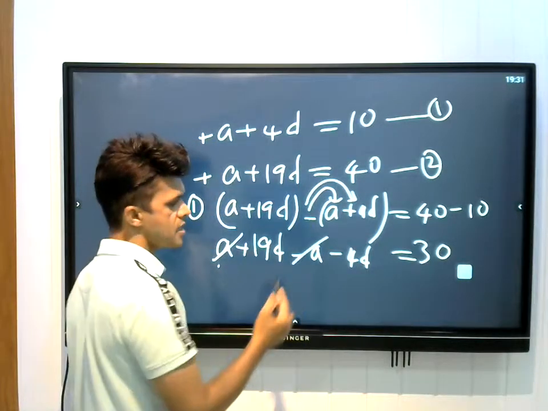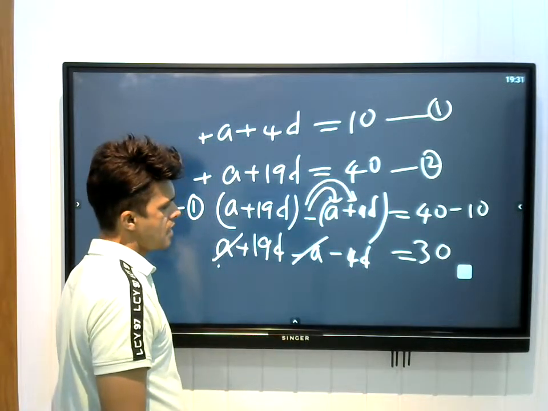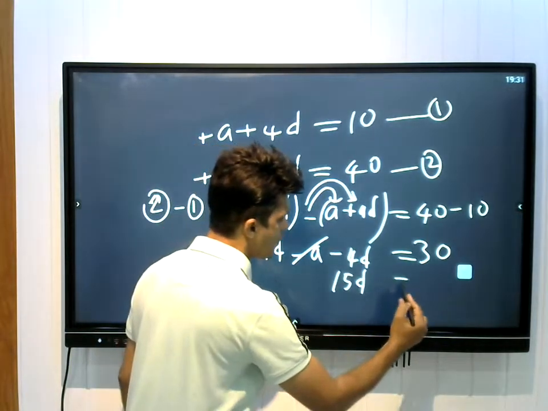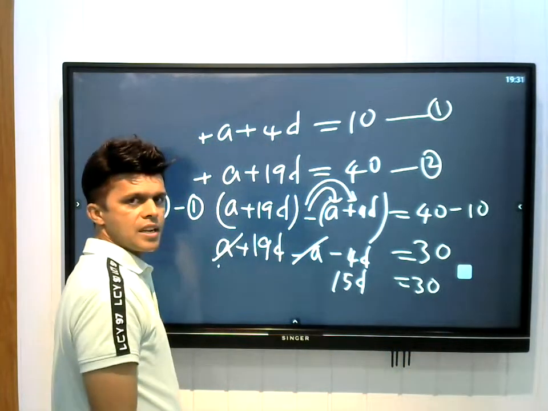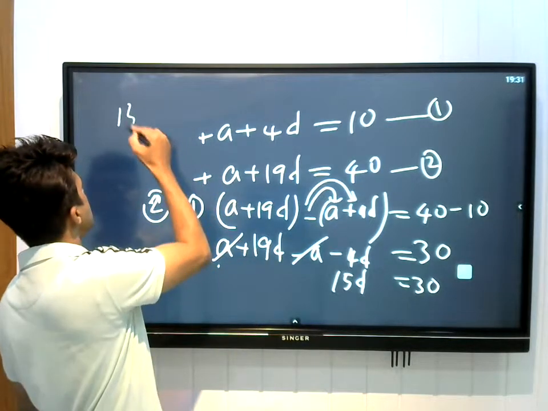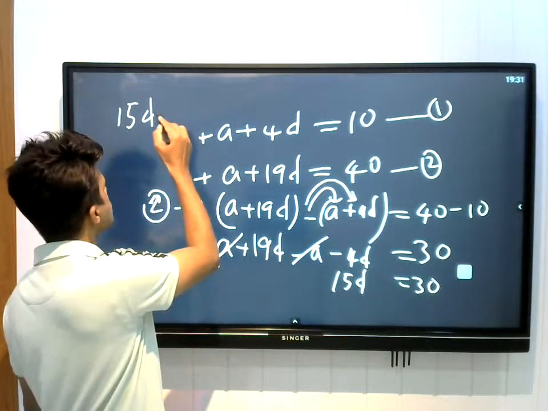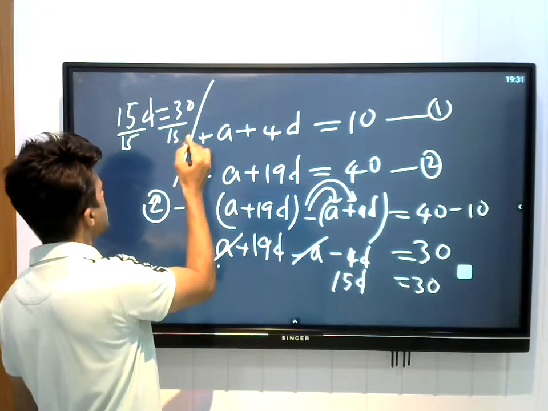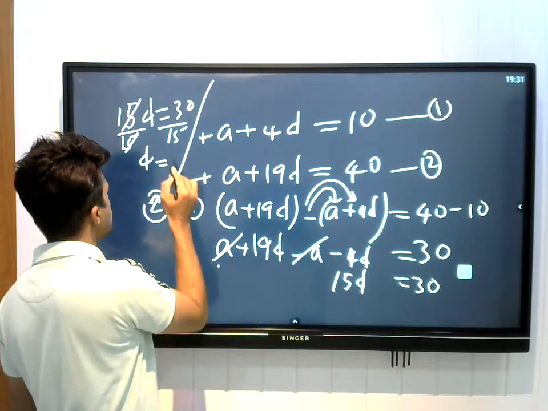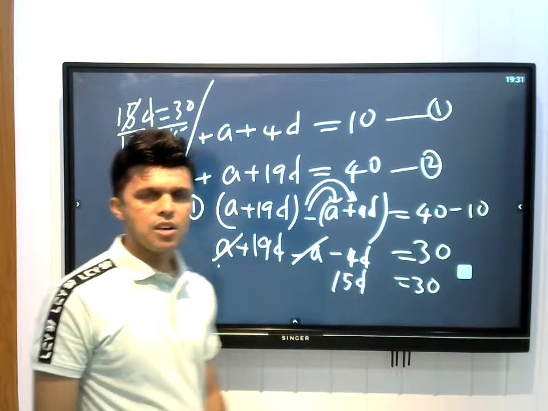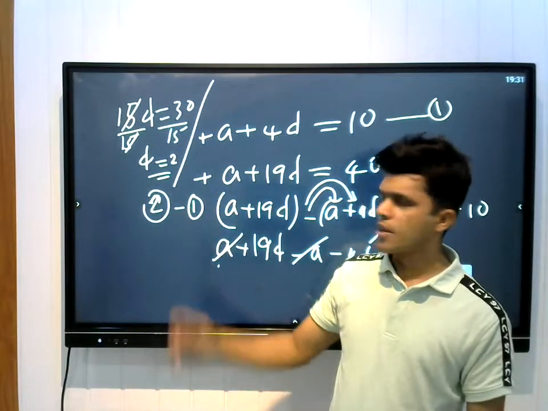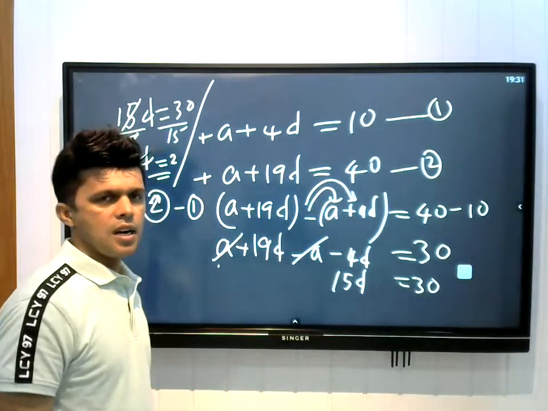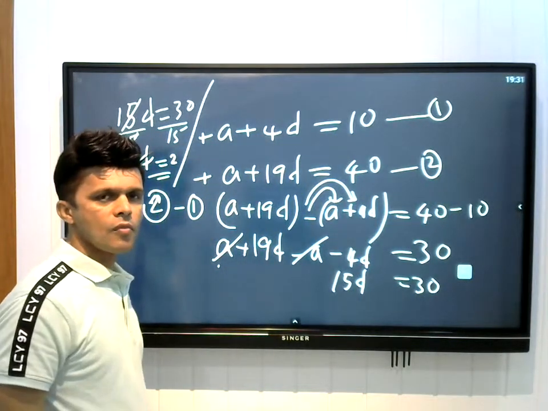Here plus A and minus A cancel out. 19D minus 4D is 15D. So 15D equals 30. You could divide both sides by 15, so 15 and 15 cancel out. You get the value of D of this progression: D equals 2, which means the common difference is 2.